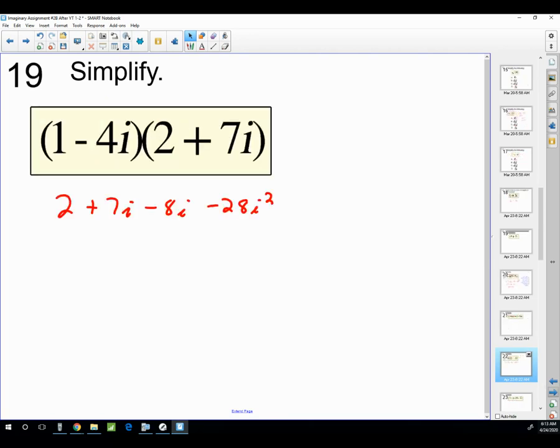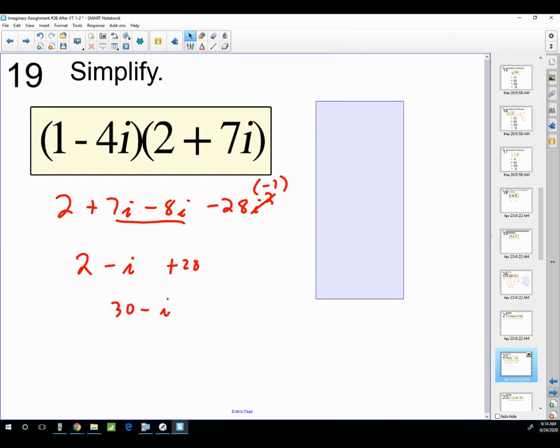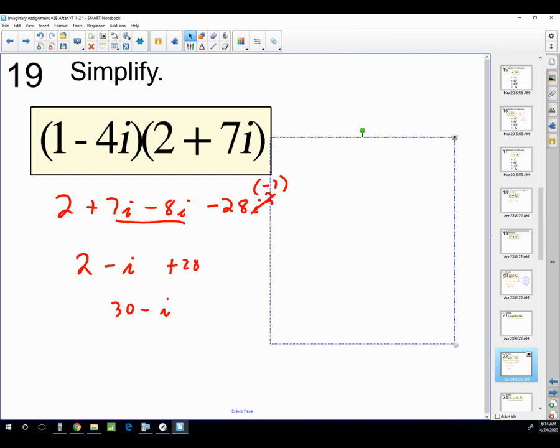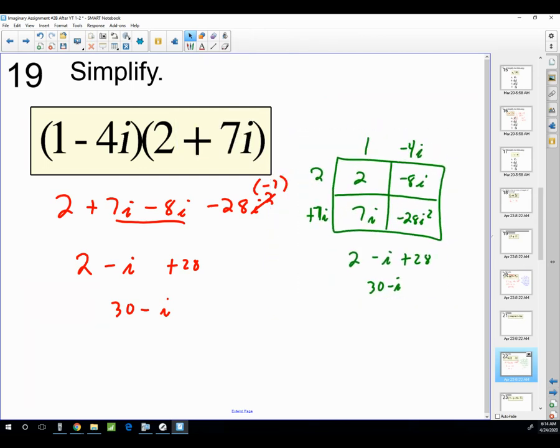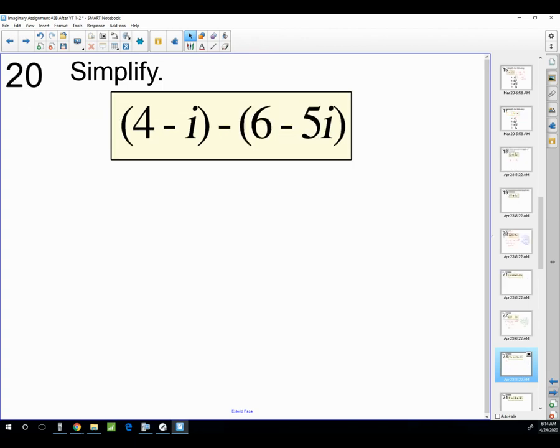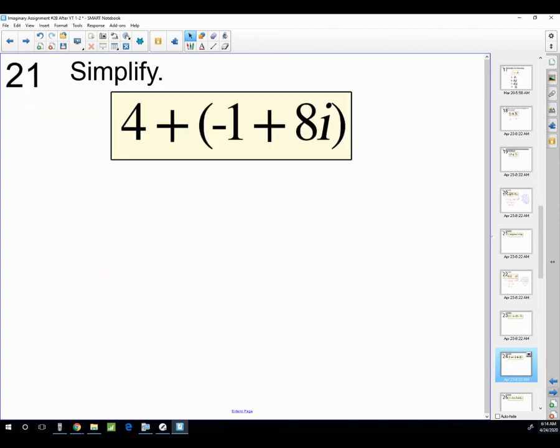Number 19. All right, I went ahead and multiplied this out. So those like terms would make -I. So I'd get 2 minus I. That becomes -1 plus 28 and 30 minus I. I believe I do have this in boxes again. Let's look at it if you want to. If you like the boxes, use the boxes. Doesn't matter to me.